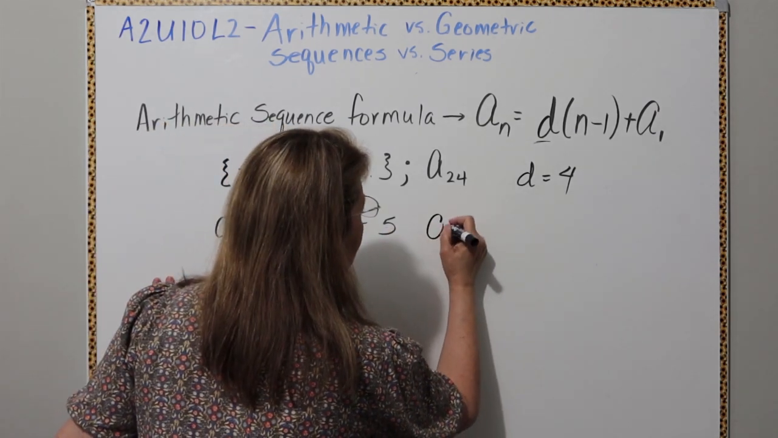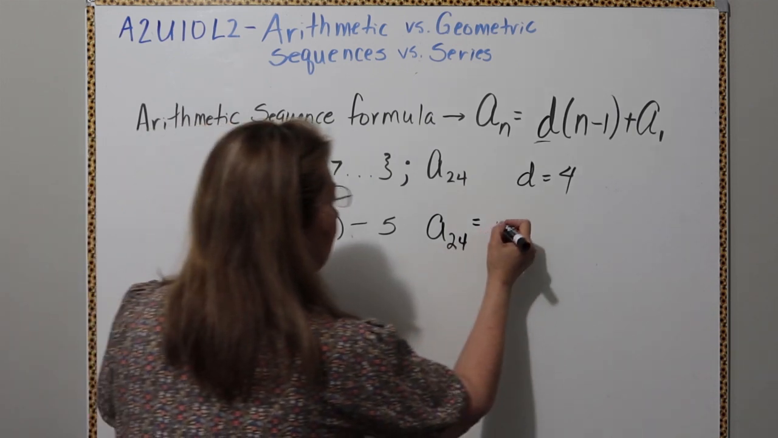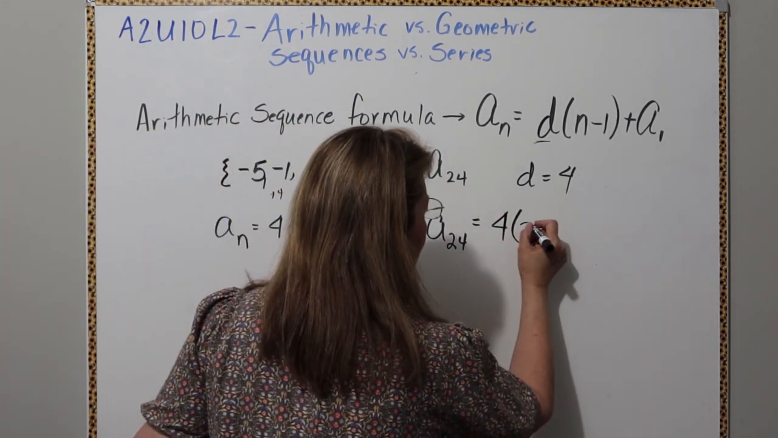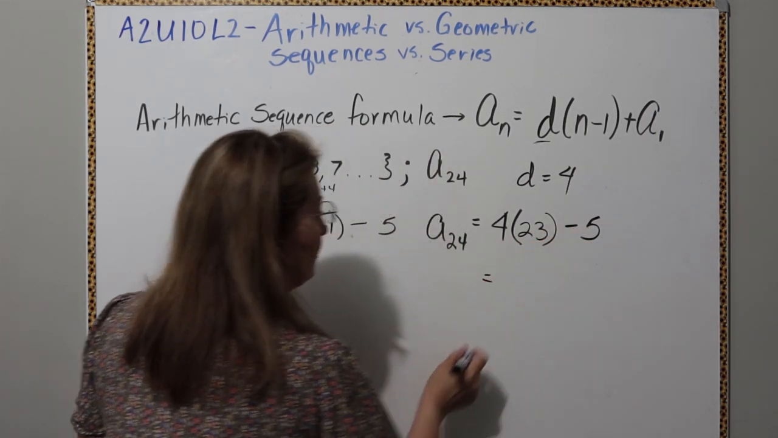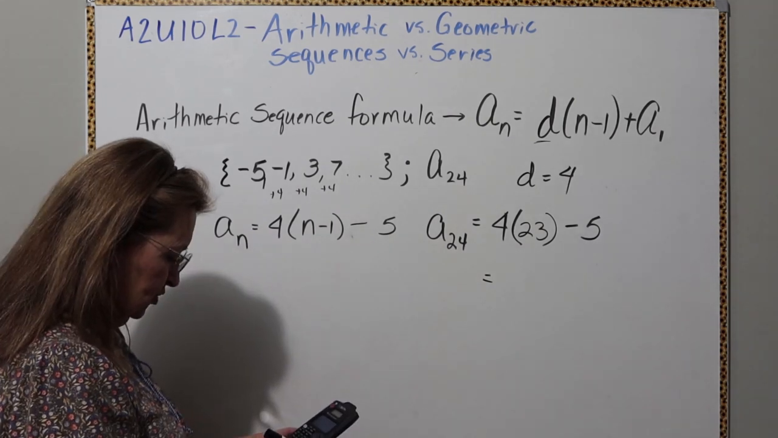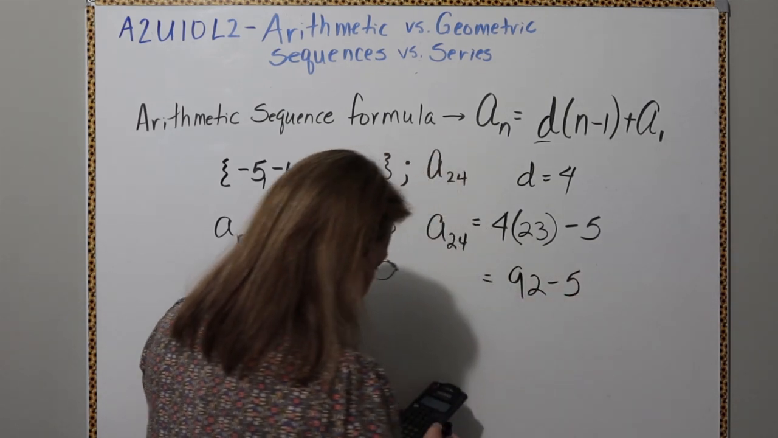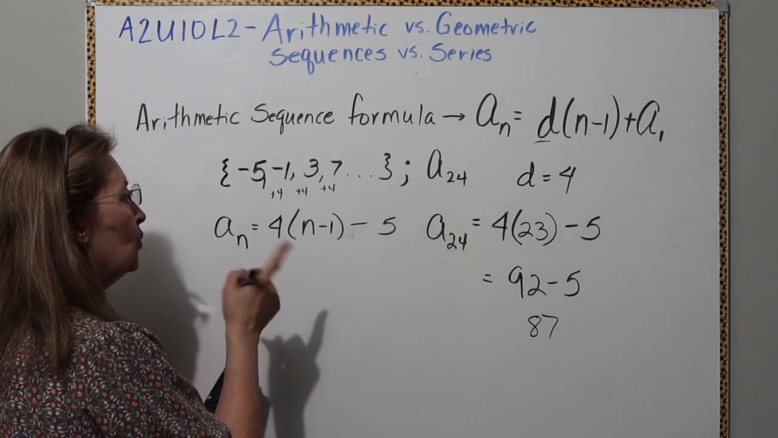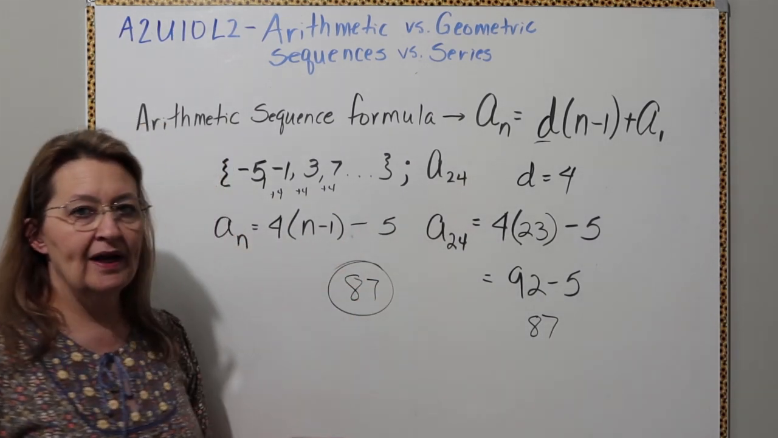a_24 is equal to 4 times (n minus 1, which is 23), then I've got -5. So now we're going to do the math and we'll come up with our term. 4 times 23 is 92, and 92 minus 5 is 87. So the 24th term in this sequence is the number 87.